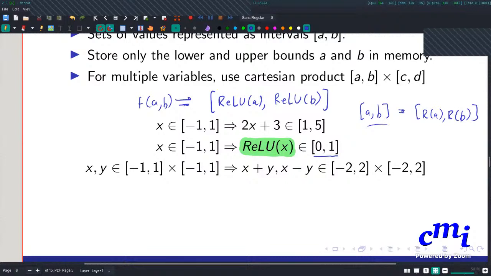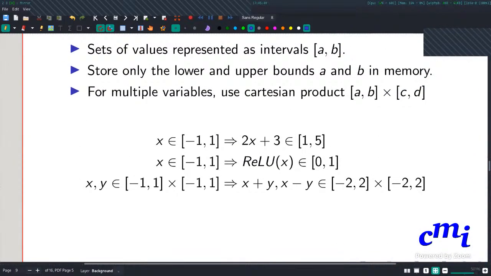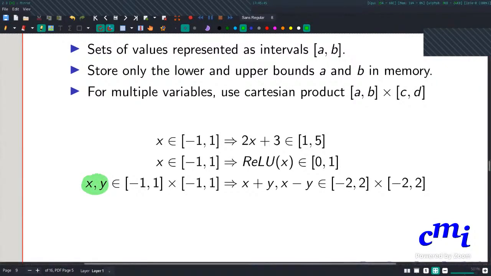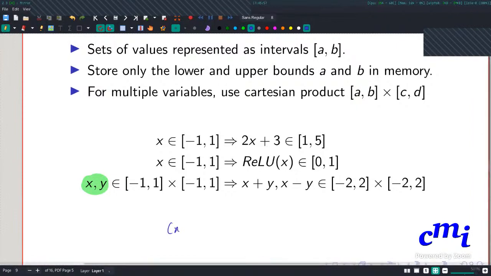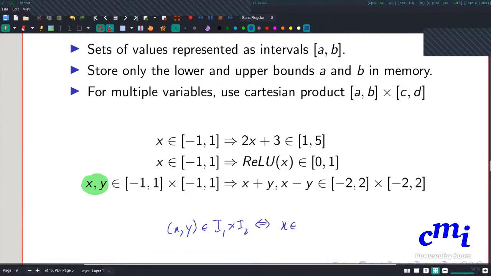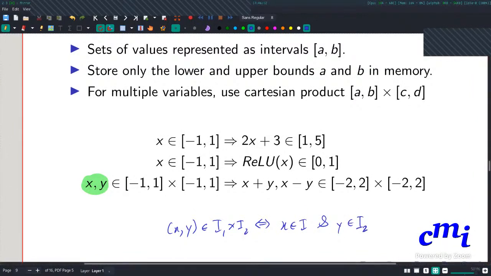Okay, so now we have got 2 examples. Now let's go to the third one, which is, I think, more interesting. Now we're dealing with pairs of values. Previously we had just single values; now they're 2D points. The input is again going to be a cross product of 2 intervals. By that I mean precisely that (x, y) is inside I1 cross I2 if and only if x is inside I1 and y is inside I2. This is just the semantics of the Cartesian product, right?